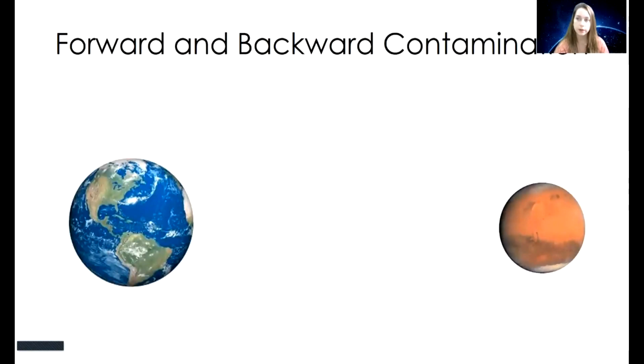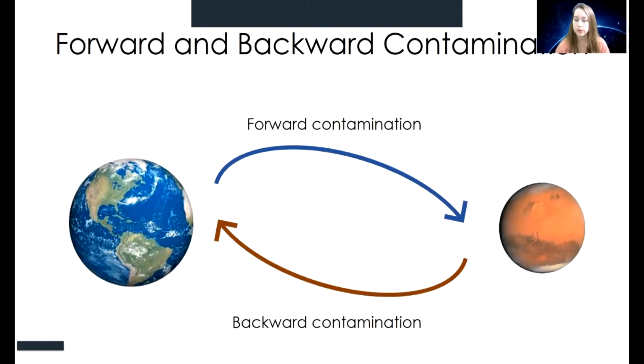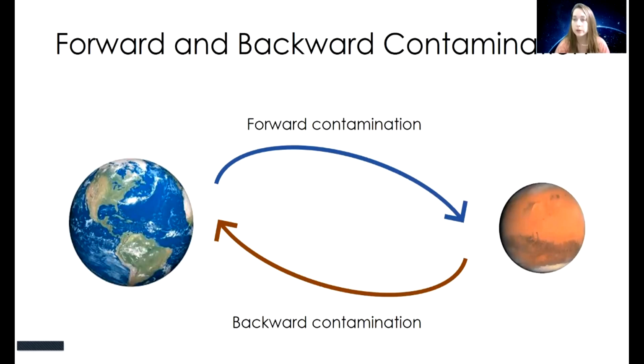So what are forward and backward contamination exactly? Let's look at Mars as an example. Forward contamination is defined as the possible transport of Earth-based microbes to Mars or to other celestial bodies, while backward contamination is defined as the possibility that extraterrestrial microbial life returned by a space mission can be established and proliferate on Earth. Backward contamination is less likely to happen, but if it does, it can have severe implications.